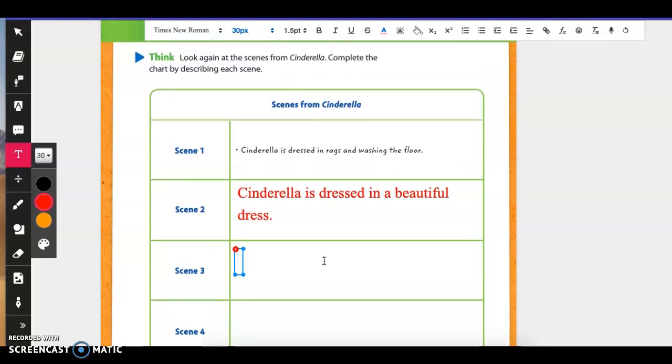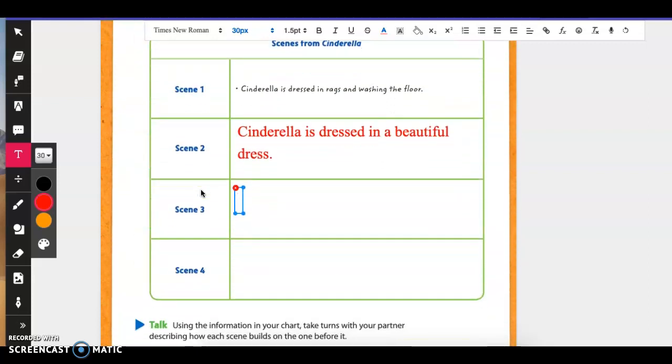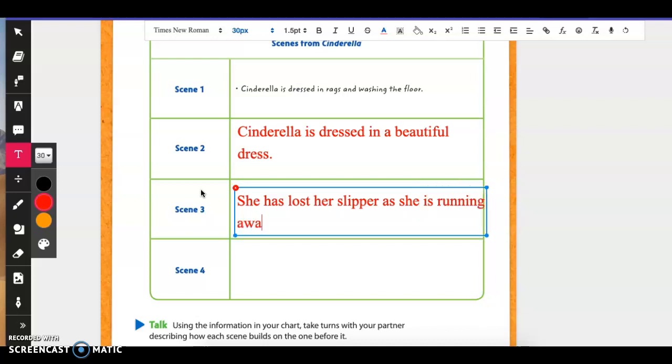Now, if we look at scene 3, we're going to go back up and see what's happening in that scene so that we can write it in our chart. Scene 3. We can see that she has lost her slipper and she is running away because it's midnight. Go ahead and pause your video to complete this portion of the chart.